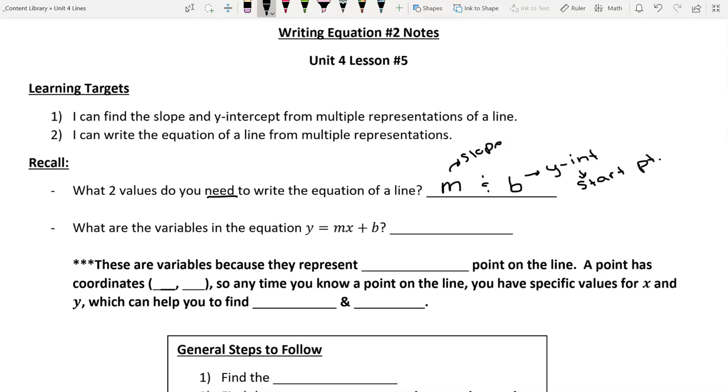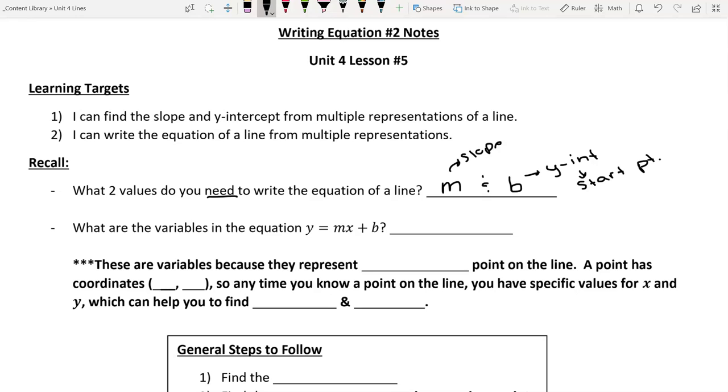Today, though, it's going to be different because, well, you still need an m and a b, but it's not going to be given to you as easily as yesterday. Yesterday, you just looked at the graph and you could find both of these. So now we're going to talk about what if m and b are not blatantly given to you. Well, I'm going to give you ways of finding m and b.